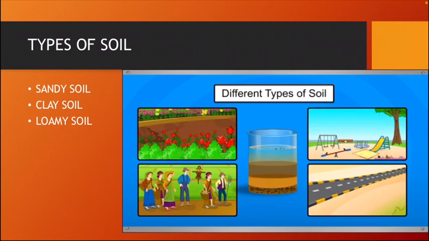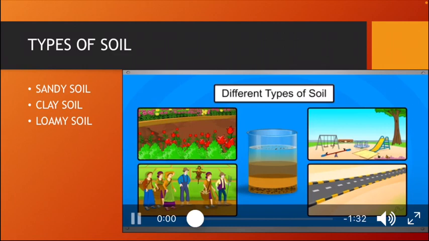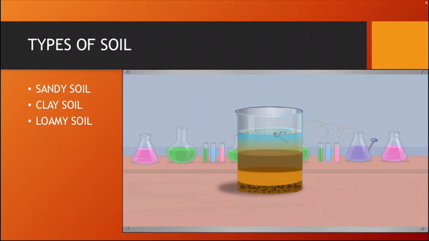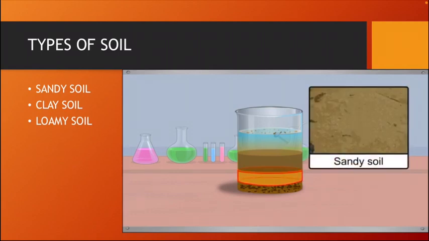Here you have three types of soil to be discussed. The first one is sandy soil, then clay soil, and loamy soil. Sandy soil, with too much sand and very little clay, is called sandy soil. As you know, the soil is very loose and rough. It cannot hold any water and it quickly dries. So plants cannot grow here well. Sandy soil is used for construction purposes only, and it is not suitable for any plant growth.